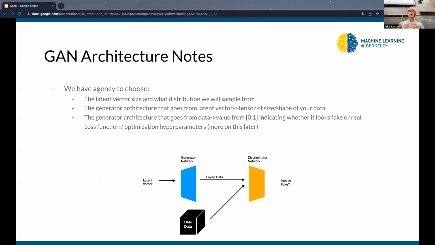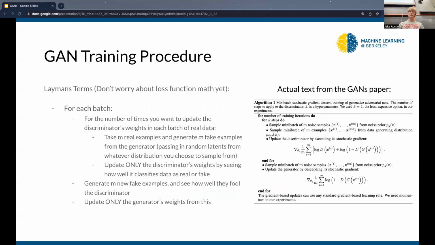We also get to choose the discriminator architecture that goes from either real data or fake data, all the way down to a value between 0 and 1 that classifies how much we think it looks real or fake. This is a typo on the slide, I apologize. And then the loss functions we're using, hyperparameter optimization, all that. So those are the things that we have agency to choose when training a GAN.